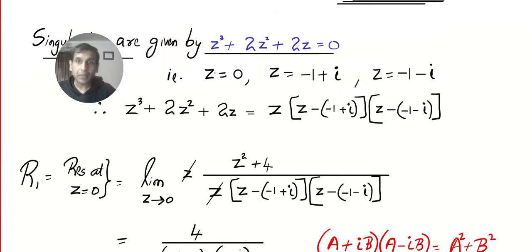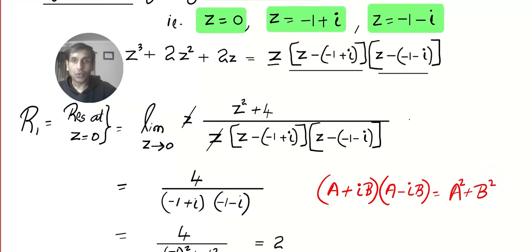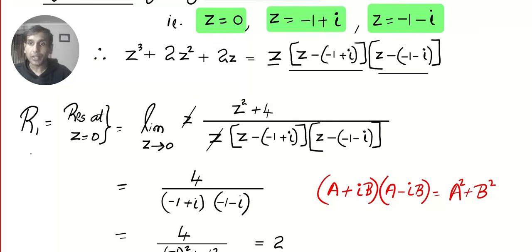So look at the troublemakers. Z equal to 0, simple pole. Z equal to minus 1 plus i, simple pole. Z equal to minus 1 minus i, simple pole. And the factorization is 1 multiplied by this into this into this. Okay, now this is a simple pole, so I'm using the formula.